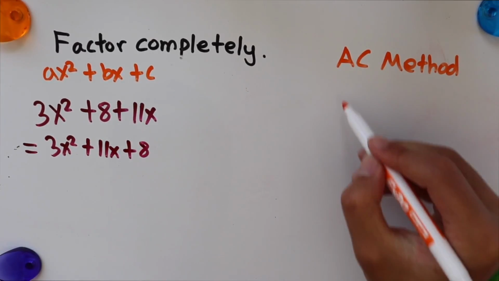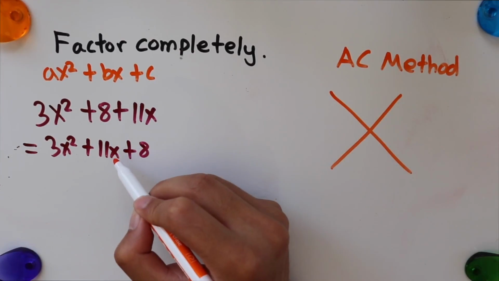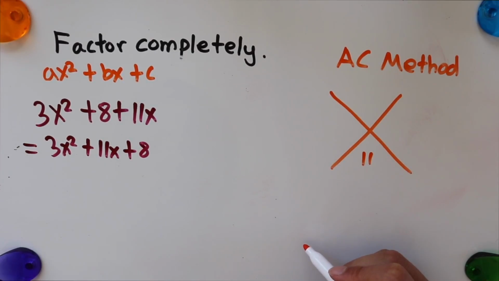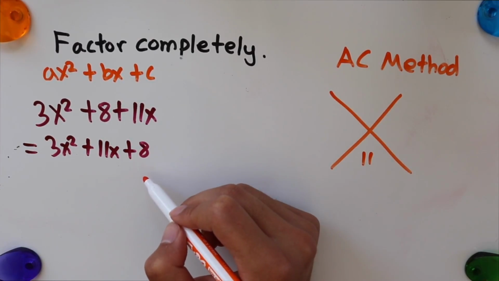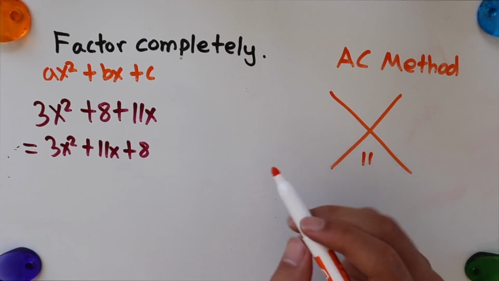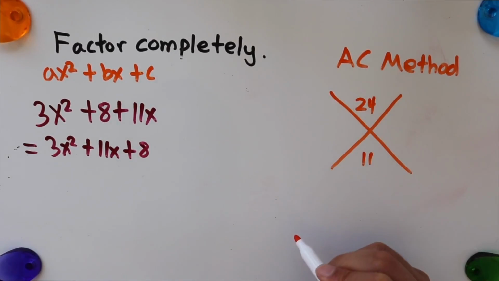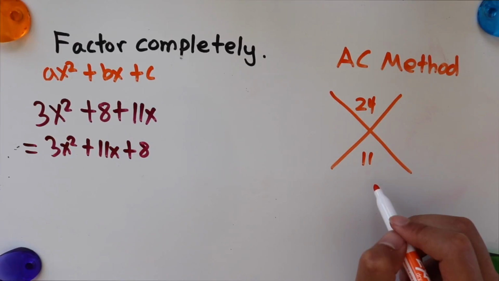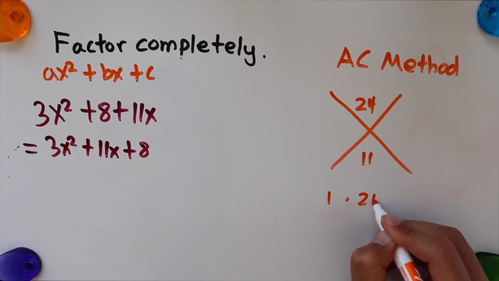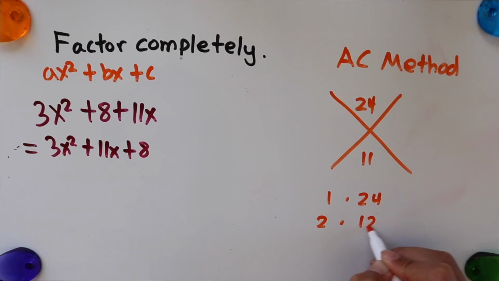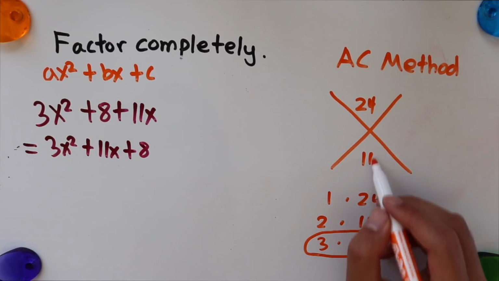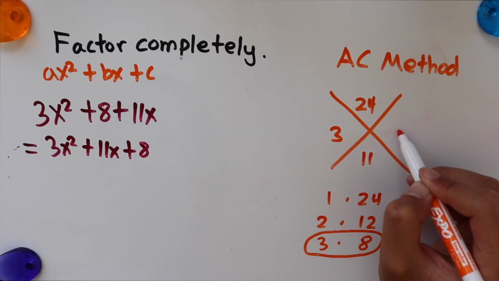Using the AC method again, I'm going to draw out that x. We're going to take our b, 11, place that down here. Then we're going to take our a and c, 3 and 8, multiply those to get 24, place that up here. Now we're going to think of 2 factors of 24 that will add up to 11. So what are the factors of 24? 1 and 24, 2 and 12, and 3 and 8. 3 and 8 turns out to be the pair that will add up to 11 and are also factors of 24.